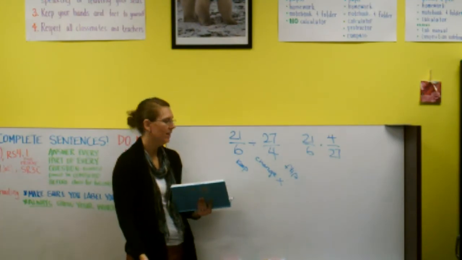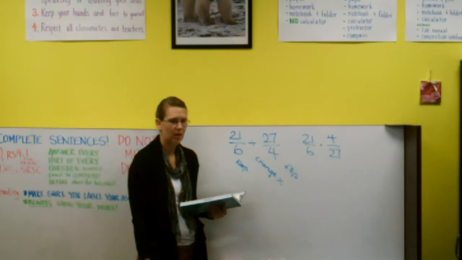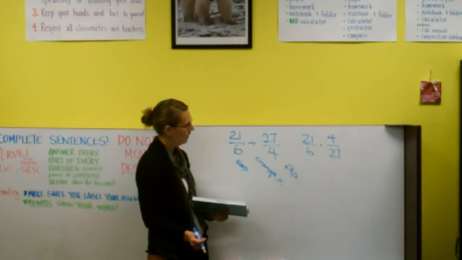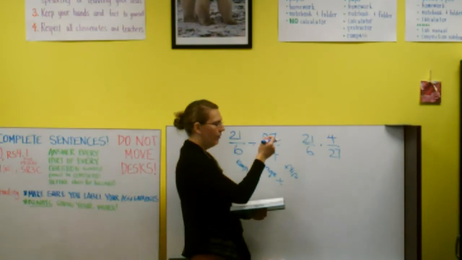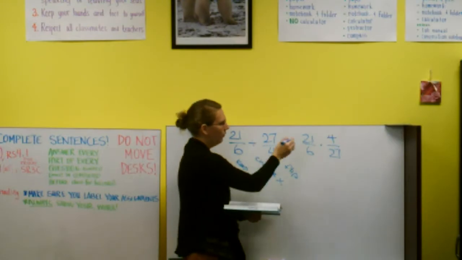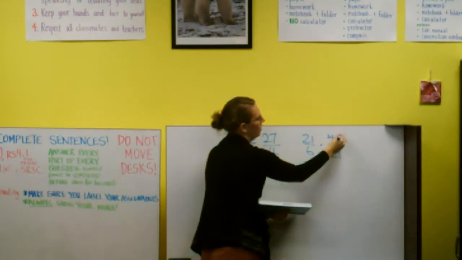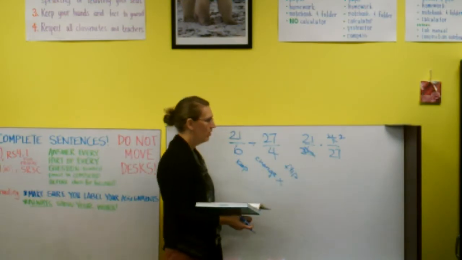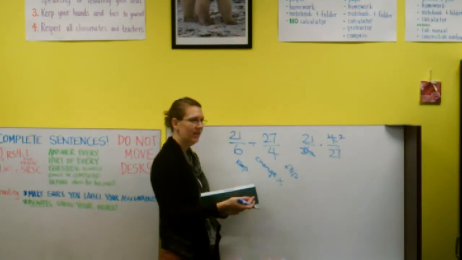I see Damon shaking his head. What do you want to reduce, Damon? The 4 and the 6. Okay, what do you want to divide them by? 2. What's 4 divided by 2? 2. What's 6 divided by 2? 3. Okay. Anything else? Jamaica, what do you want to do next?